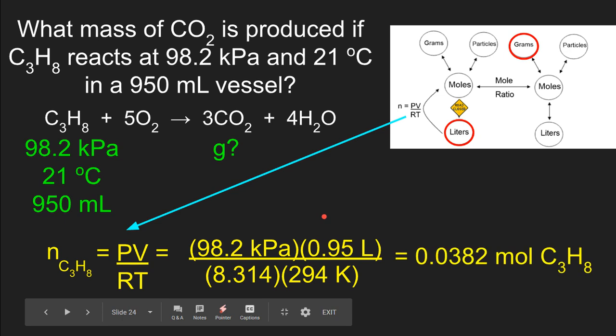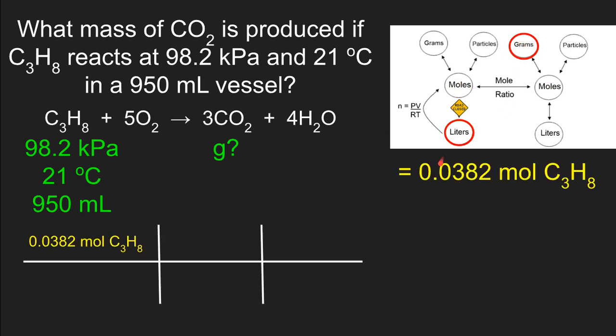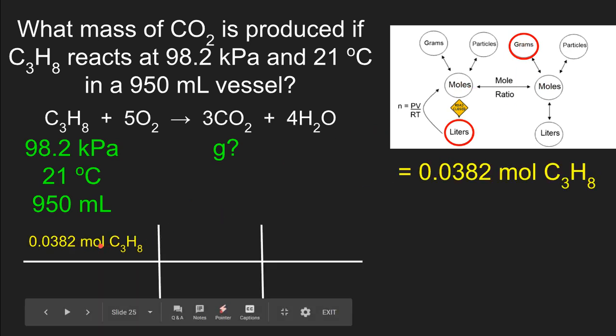I get that value of 0.0382 moles of propane. Okay, now I'm in moles. Now, how many steps is that to get to grams? 2, right? 1, 2. So I start with that then. I already have my ideal gas law. You can literally just put this underneath the answer. You don't even have to start a new area. This is just in the same line.